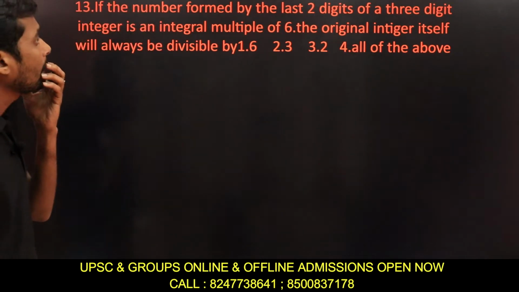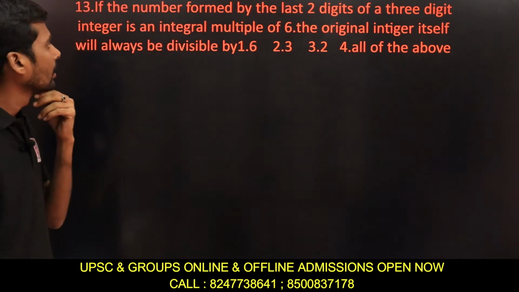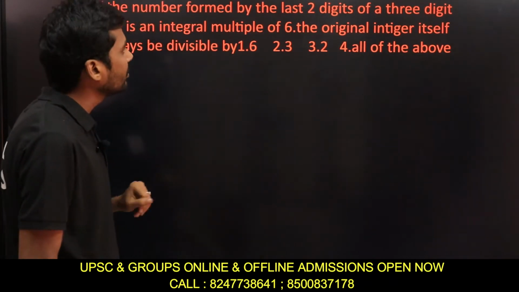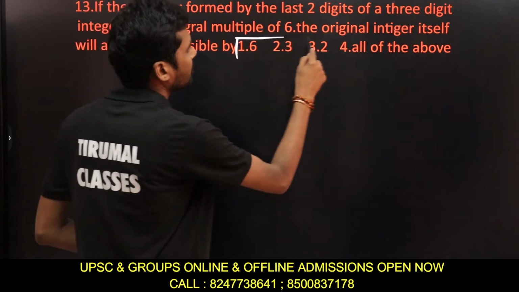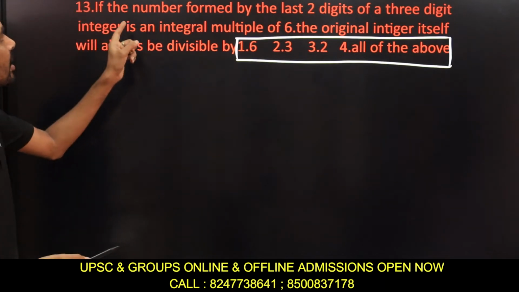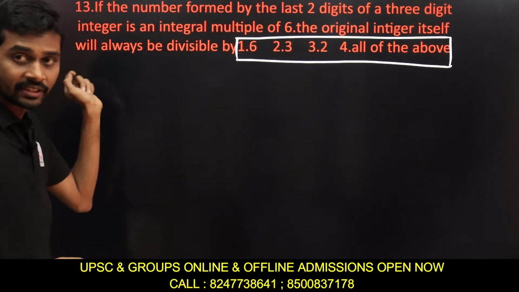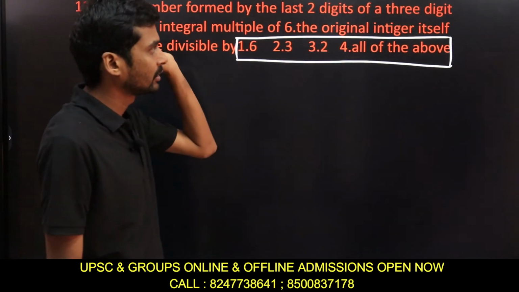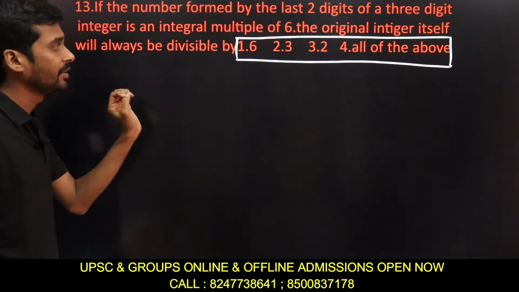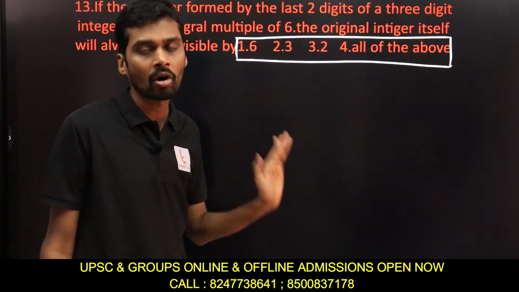If the number formed by the last two digits of a 3-digit number, so 3-digit integer, is an integral multiple of 6, then the original number itself will always be divisible by which number? So these are the options. First option 6, second option 3, third option 2, fourth option all of the above.